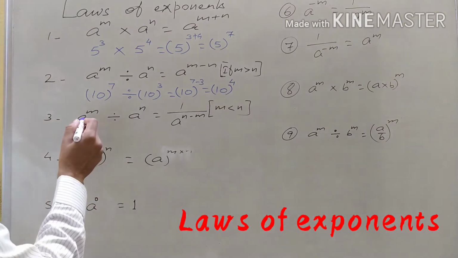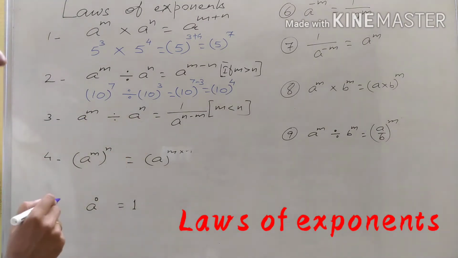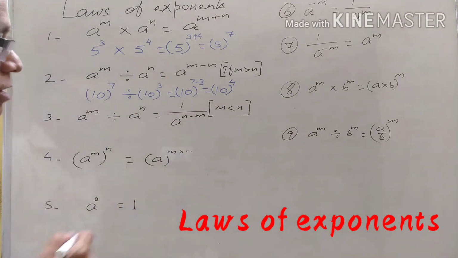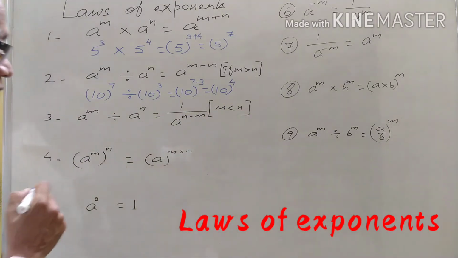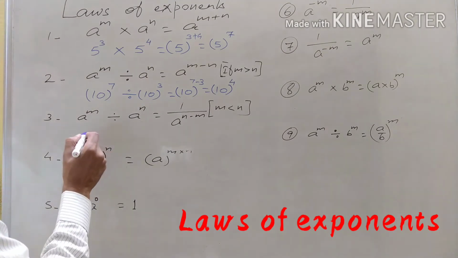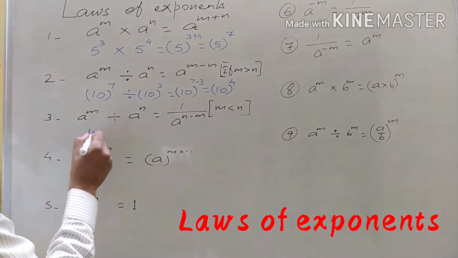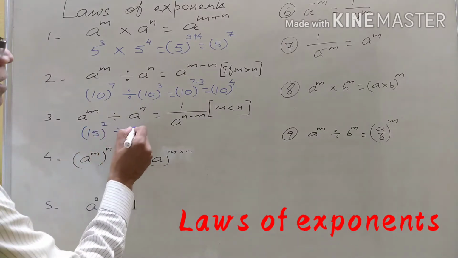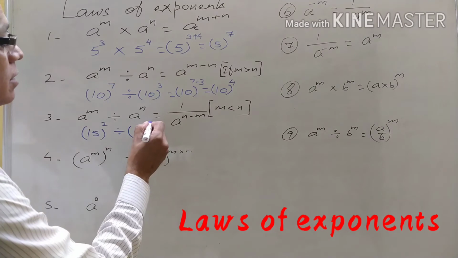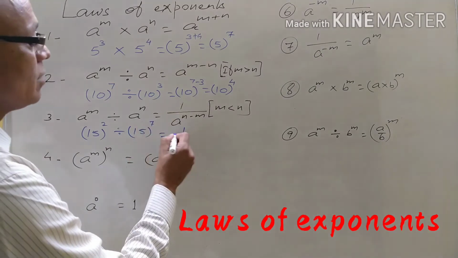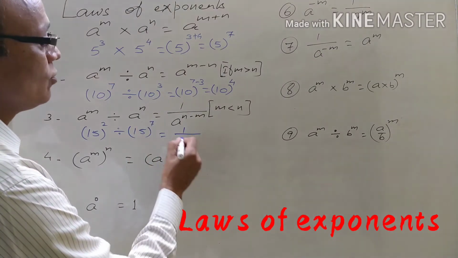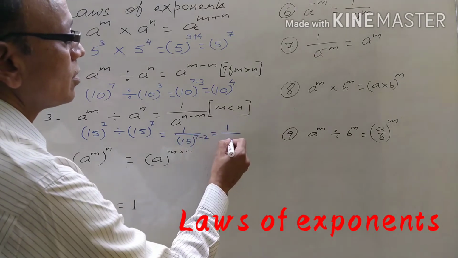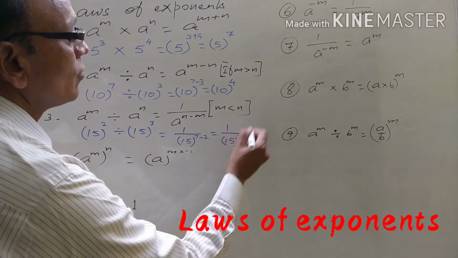Next one, a to the power m divided by a to the power n. It is 1 upon a to the power n minus m, because m is less than n. So we consider 15 to the power 2 divided by 15 to the power 7. This becomes 1 upon 15 to the power 7 minus 2, means 1 upon 15 to the power 5.